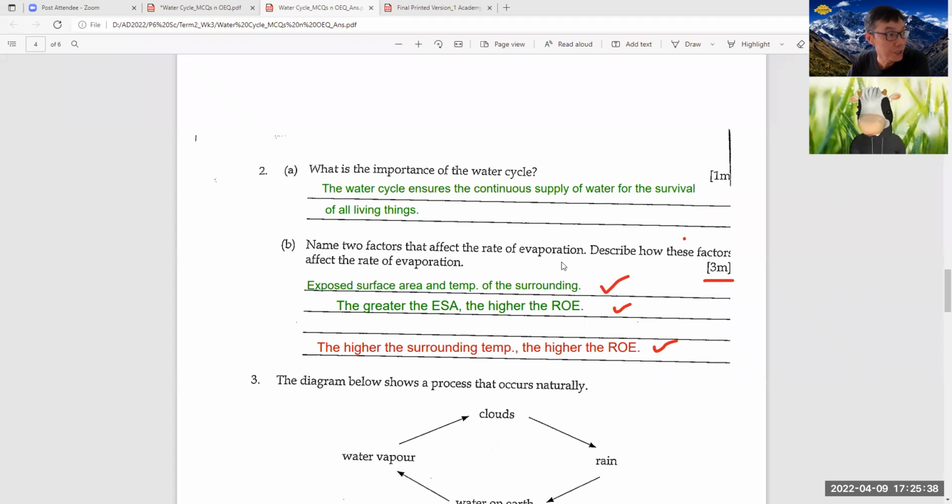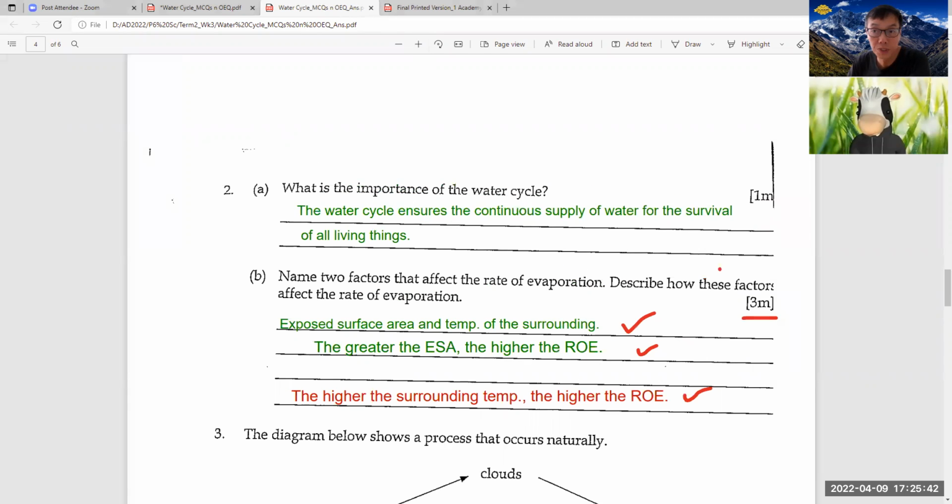Okay, let us continue with question 2. What is the importance of the water cycle? As you can see here, I'm doing a screen share. So you should say that the water cycle ensures the continuous supply of water for the survival of all living things. So the focus is continuous supply. Because the water cycle happens through these two processes, evaporation and condensation.